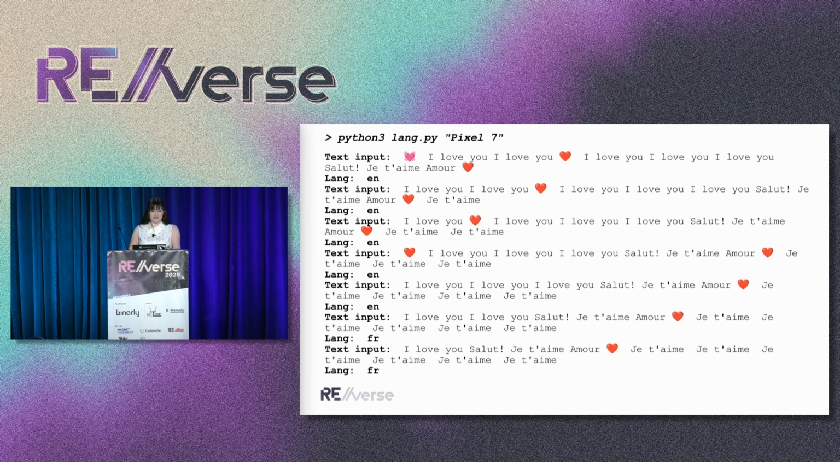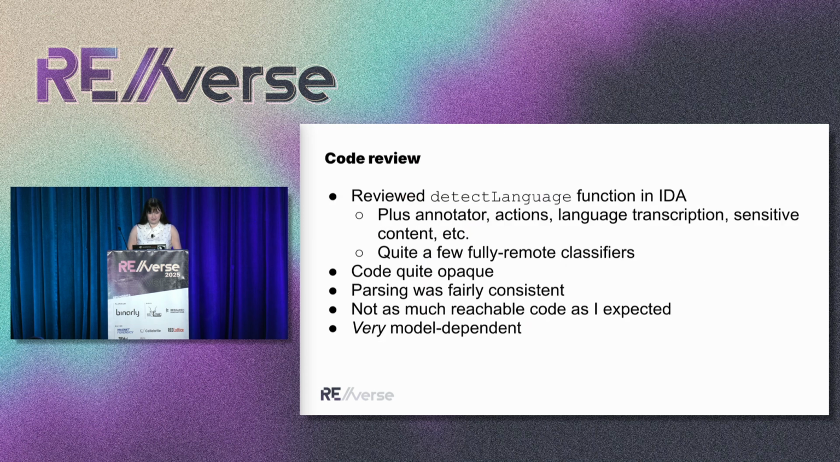And you can see in the beginning, with all the I love you, it's in English. And then as I slowly move to je t'aime in French, it will output that this is a French message. So this is like what this specific classifier does.